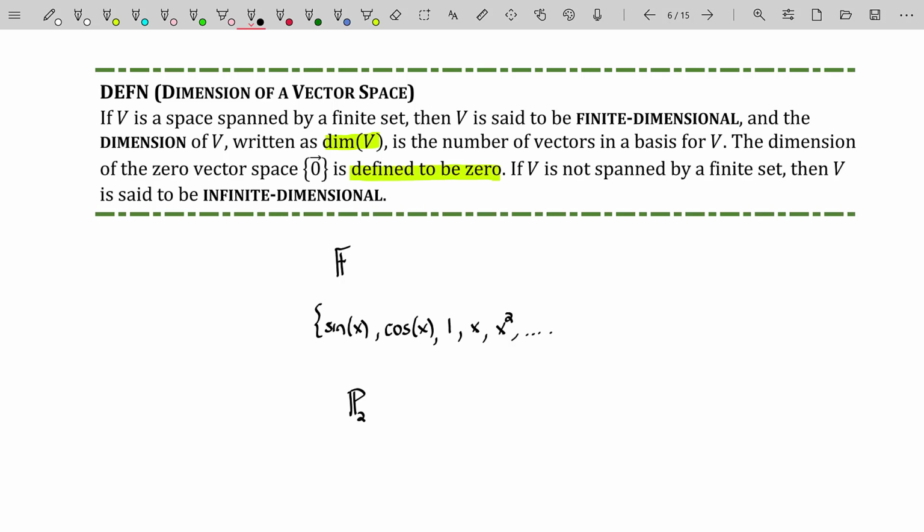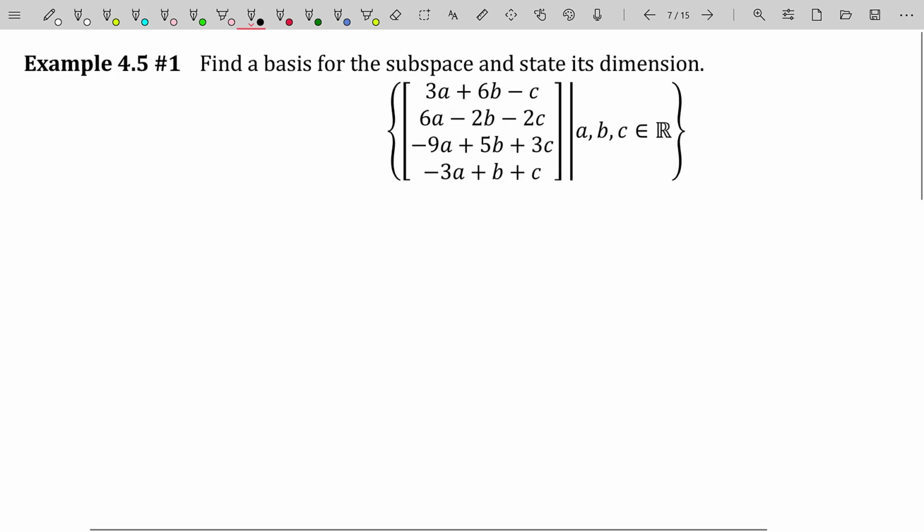That's the issue. P sub 2, on the other hand, which is the vector space of all polynomials of degree 2 or less, is a finite dimensional space. It just has 3 basis vectors, 1, t, and t squared. But that's not the only basis, and we've proved that in the past. So let's see how to deal with this.